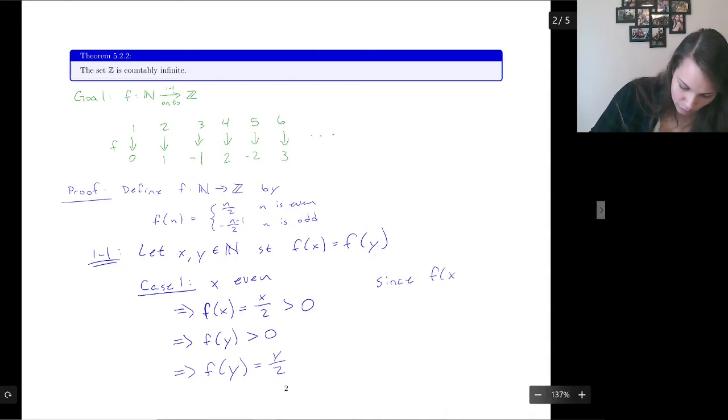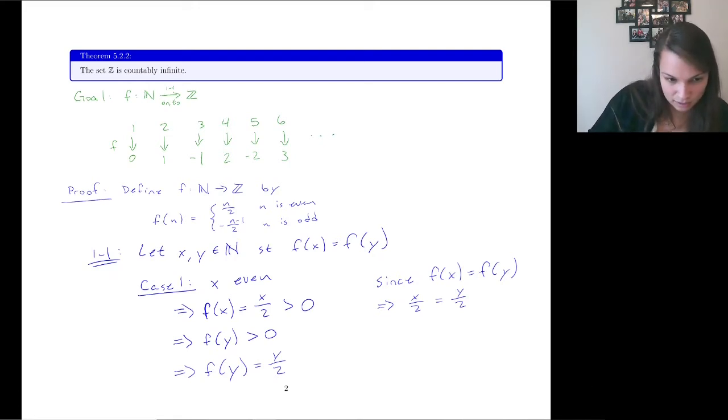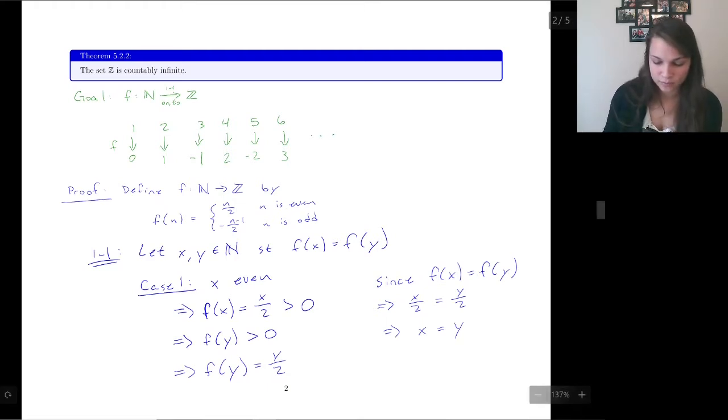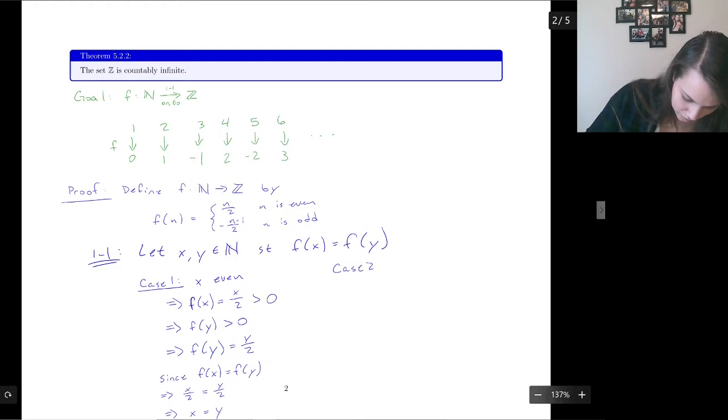And we also know that f of x is equal to f of y. So since they're equal, that means we can say that their outputs, x over 2 and y over 2, are equal. And then with a little bit of algebra, x is equal to y. And we are halfway there. So case 2.